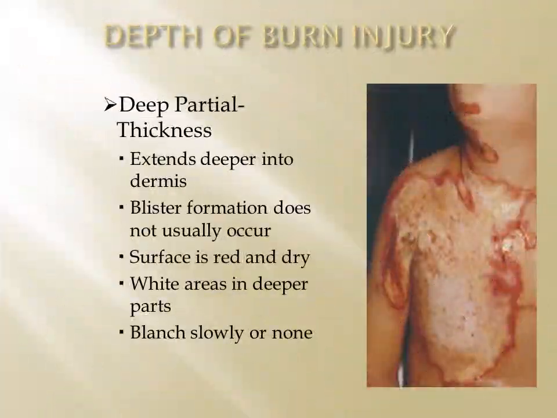Deep partial thickness extends deeper into the dermis. Blister formation does not usually occur. There is no blistering because the dead tissue layer is so thick and it sticks to the underlying dermis that it does not lift up off the surface. The surface is red and dry. There are white areas in the deeper parts, and it blanches slowly or no blanching at all is noted. Pain is less in deep partial thickness than in superficial burns because more nerve endings have been destroyed.